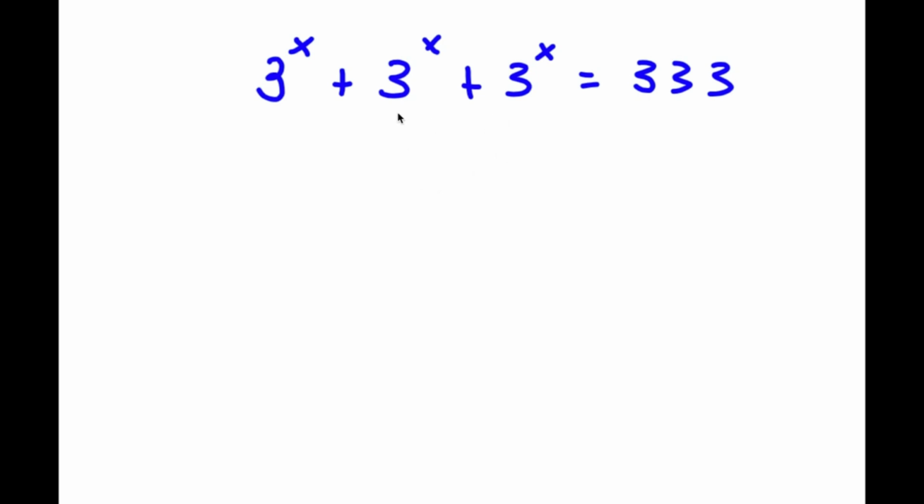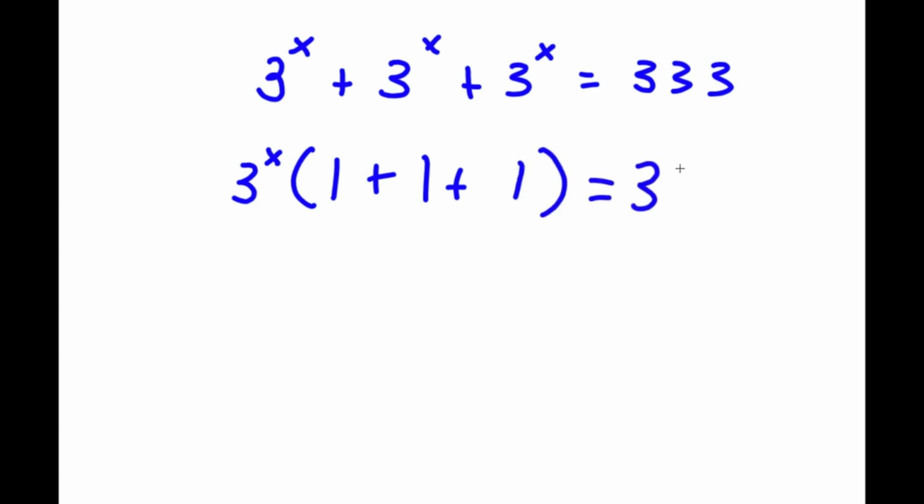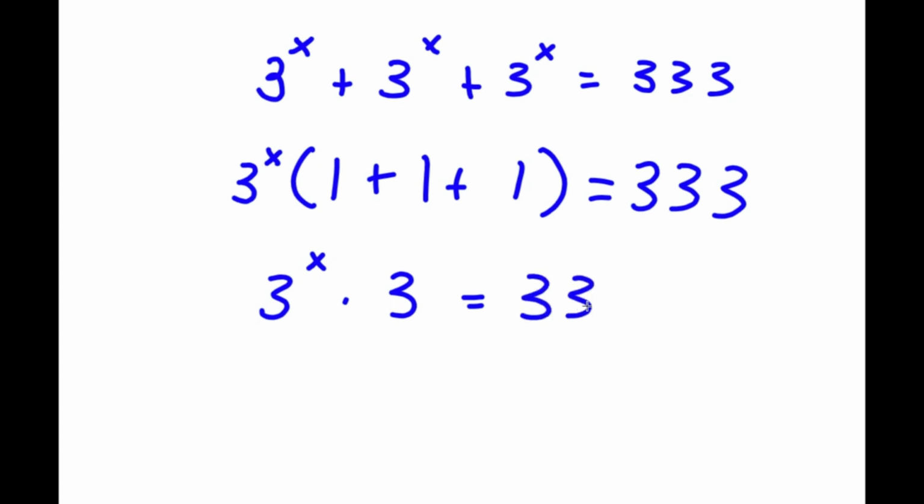Alright guys, in this problem, I have 3 to the power of x plus 3 to the power of x plus 3 to the power of x is equal to 333. So to solve this, what I'm first going to do is factor out 3 to the power of x from my left-hand side. So now I have 3 to the power of x times, now 3 to the power of x divided by 3 to the power of x, that's simply 1. So I have 1 plus 1 plus 1, and this is equal to 333. Now, if I add what's in the parentheses, I get 3. So now I have 3 to the power of x times 3 is equal to 333.